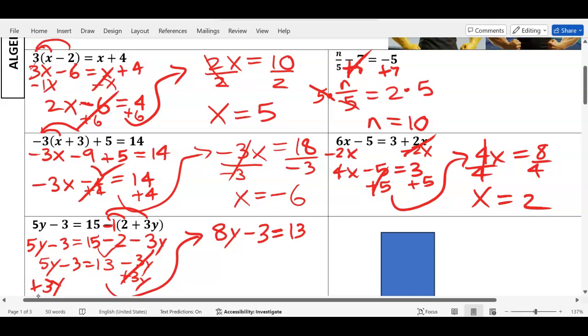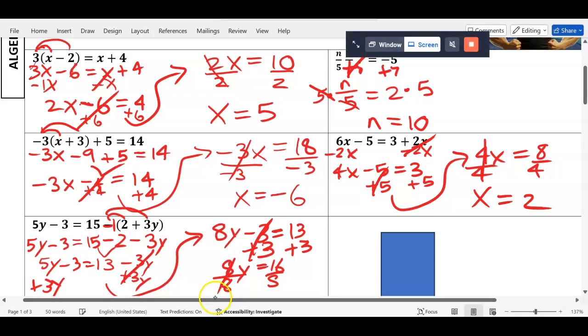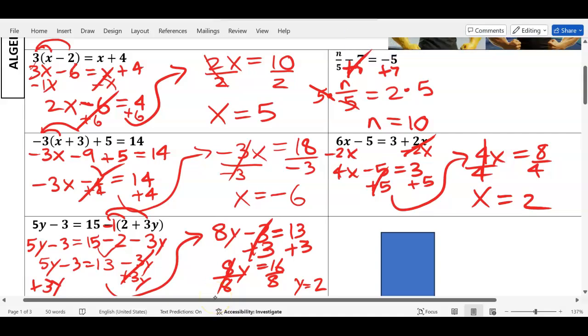All right, 2 steps. I got a loner -3. Opposite is to add 3 to both sides. 8y equals 16, divided by 8, and you get y equals 2.